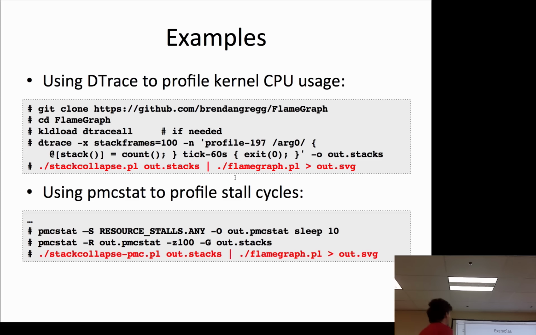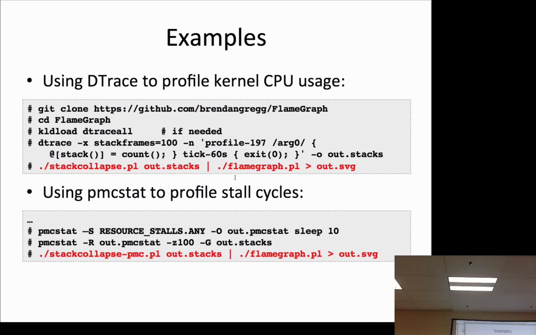These are just a couple of instructions for generating these on FreeBSD. Very simple. Git clone the FlameGraph software, or you can go to GitHub and just download the zip if you don't have Git installed on a machine. Sometimes I've had to do that. And then, if dtrace isn't already loaded, here's an example of doing a kernel FlameGraph.